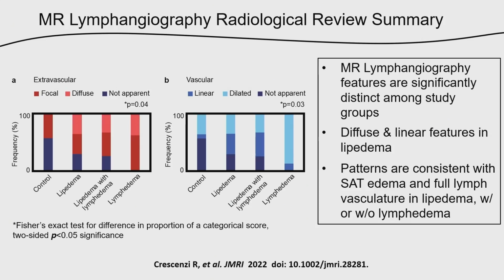And the diffuse and linear features were noted most frequently in lipedema, or most differentially. And these patterns we think are consistent with subcutaneous adipose tissue edema and full lymph vasculature that makes them either linear and conspicuous or dilated. And that is true whether our cases had lipedema with or without lymphedema.